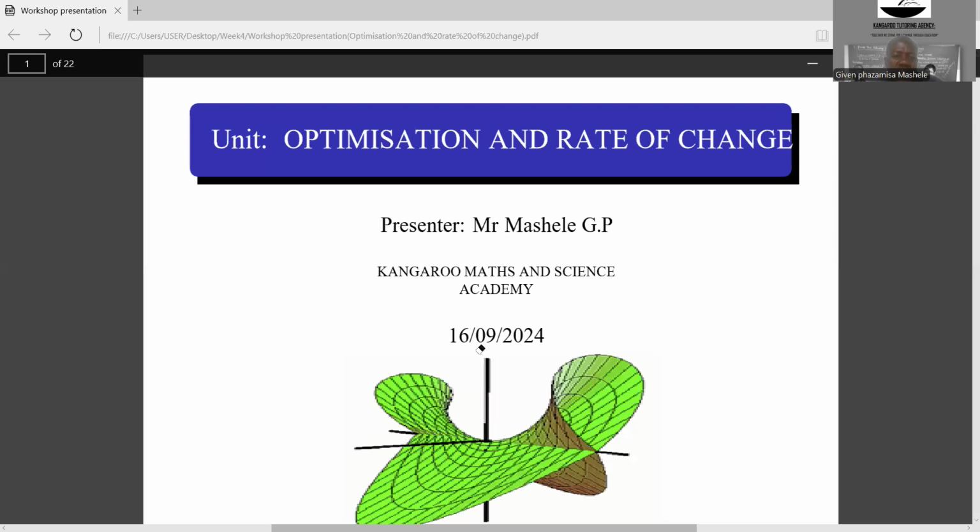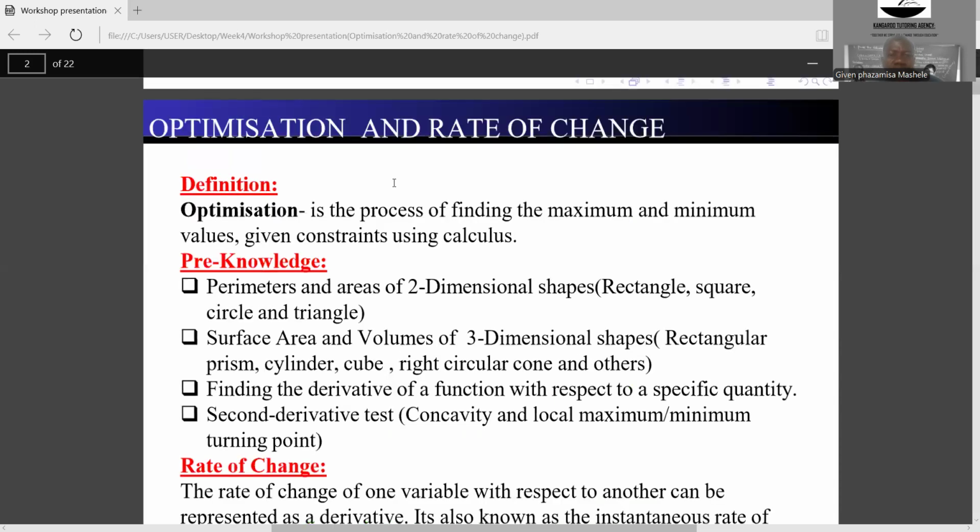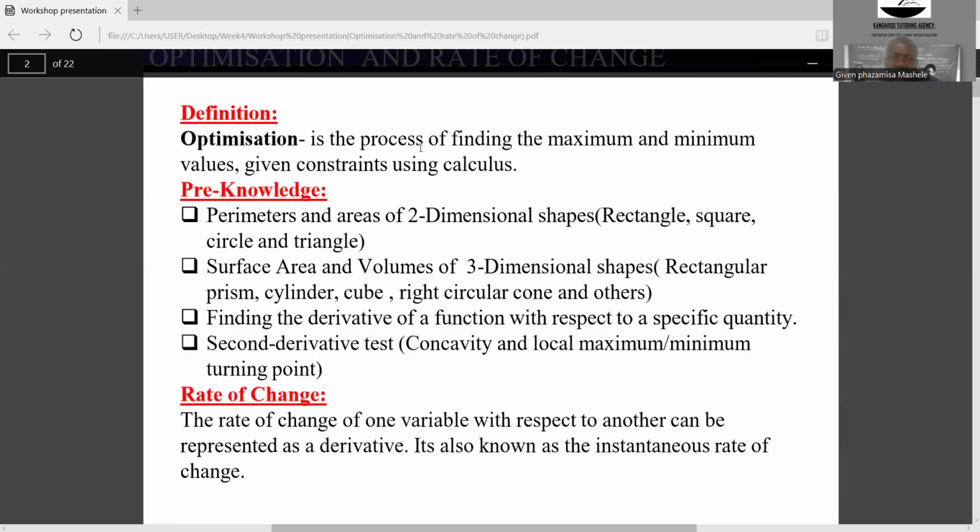At the end of this session, you must be able to understand what we mean by optimization and what the pre-knowledge is for you to be able to apply optimization using calculus. And one other thing is the issue of the rate of change. Right, number one, what do you mean by optimization?